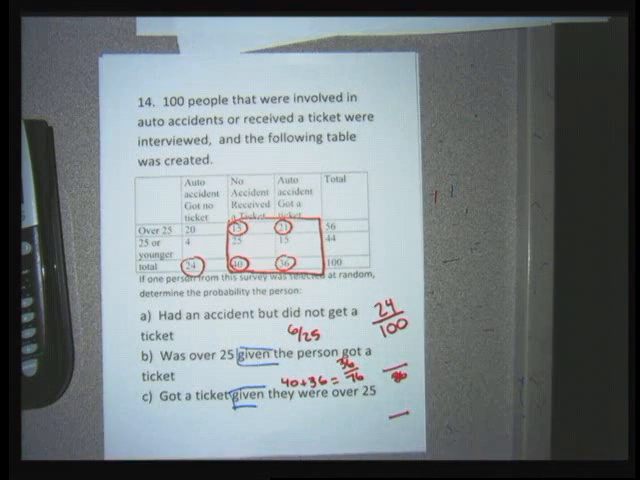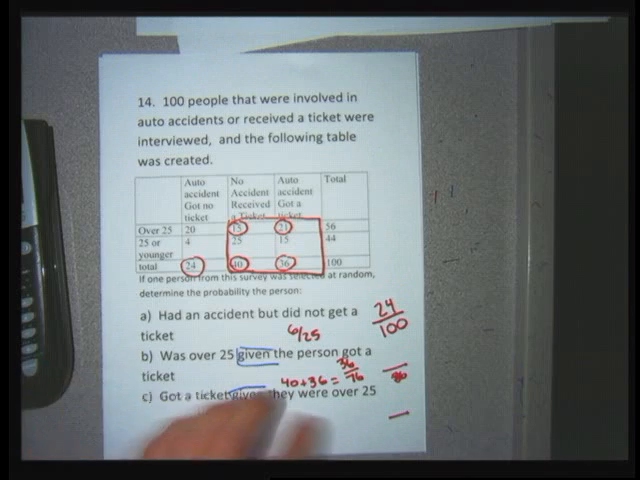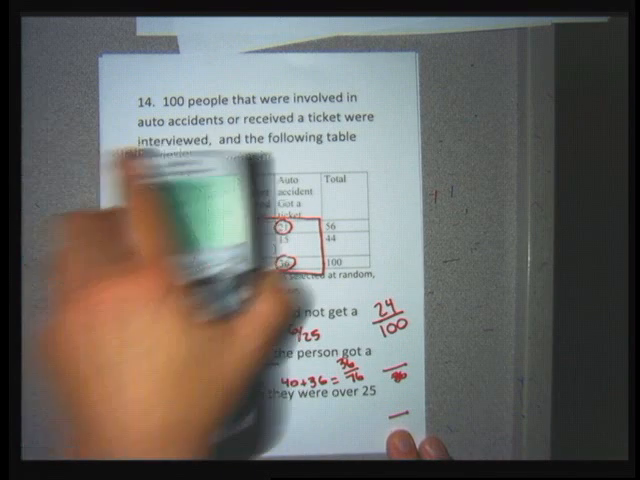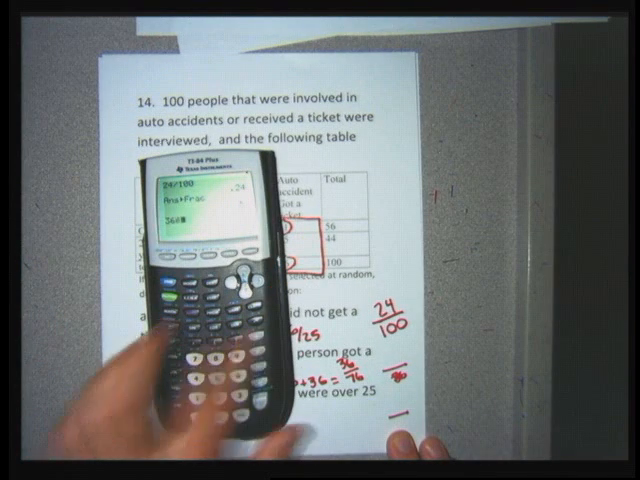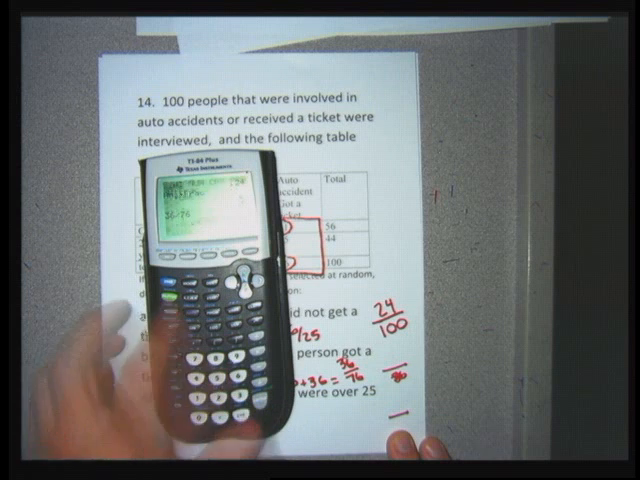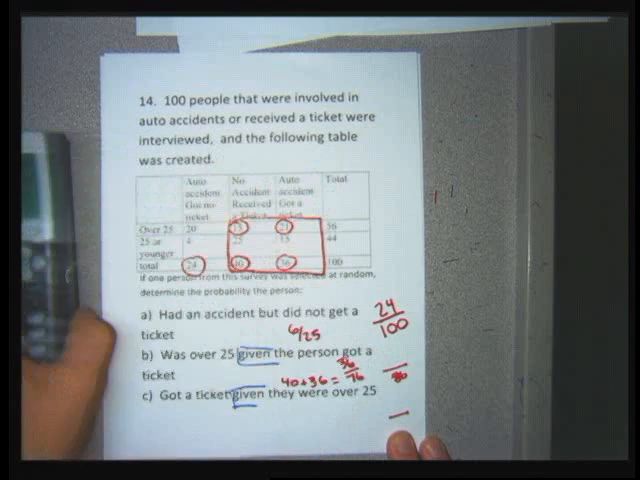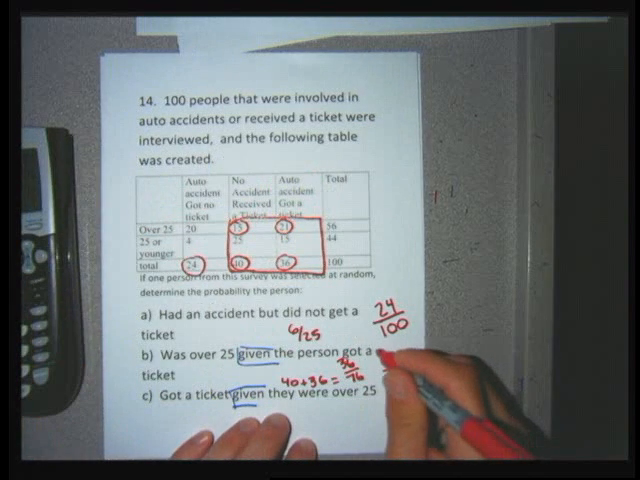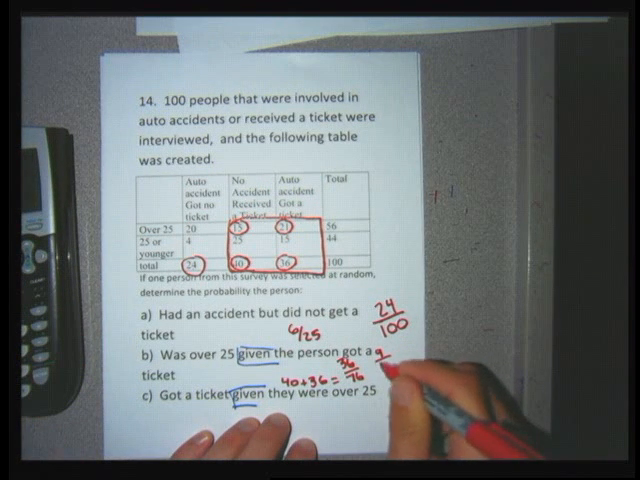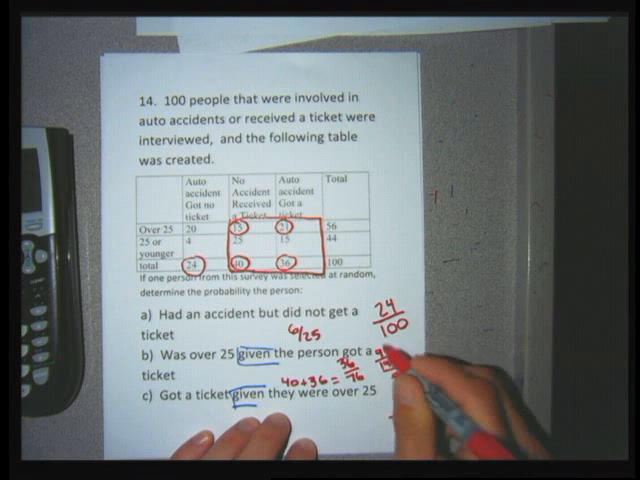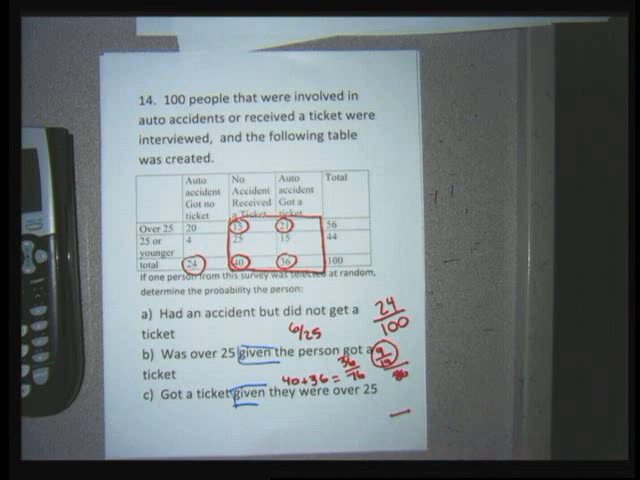So the answer to part B in a non-reduced fraction is 36 over 76. And when I reduce that, I get 9/19. So the probability answer for part B, the probability that the person was over 25 given they got a ticket, is 9/19.